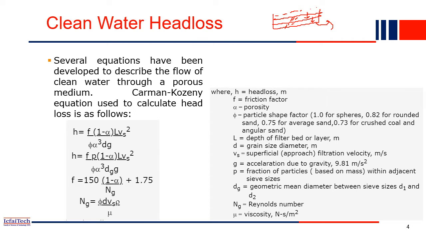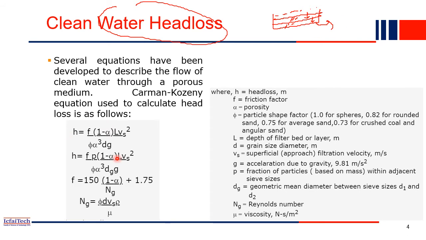So now the clean water head loss. There will be head loss. Head loss means at the top you have the high head of water, but when the water percolates through each layer, head loss will be happening, right? So the output or effluent water will have head loss. So how much is the head loss at the effluent?